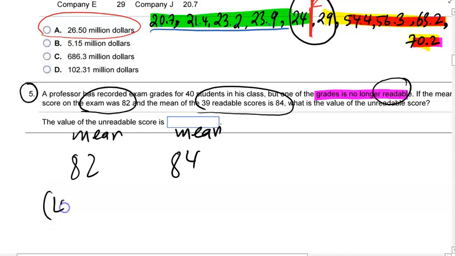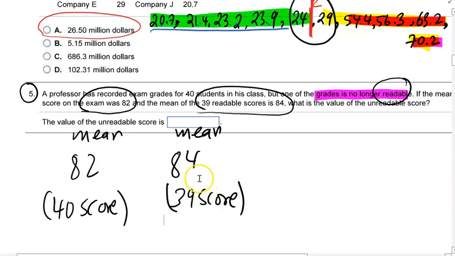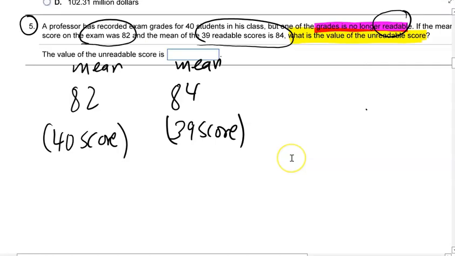82 is the mean of 40 scores. 84 is the mean of 39 scores. You know why? Because the mean of the 39 scores is 84, because one is not readable. If you exclude the not readable score, the mean is 84.